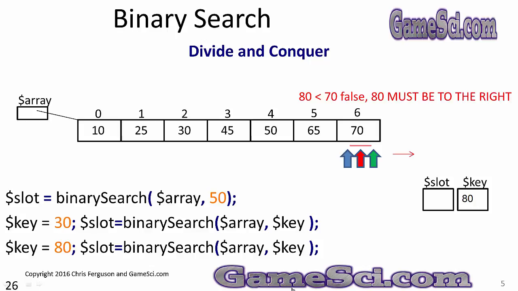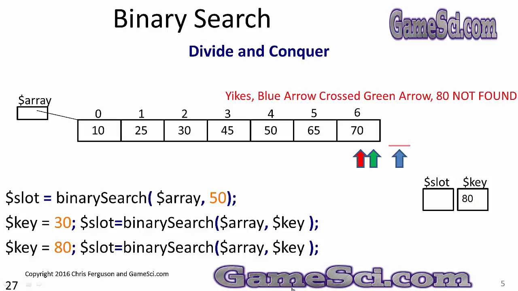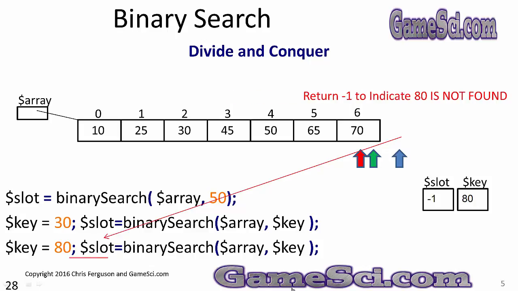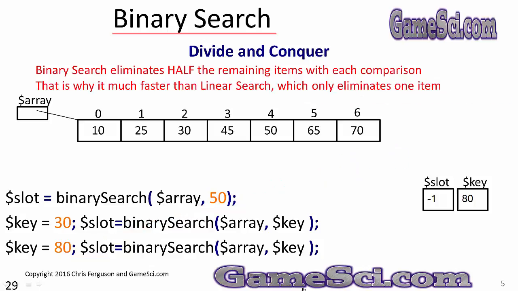Well, watch carefully. Look at the blue arrow and see what happens. Wham! Did you see the blue arrow cross over the green arrow? When the blue arrow crossed the green arrow, that tells us 80 was not found. That means our search was unsuccessful. And when our search is unsuccessful, what do we return? We send back a -1. -1 gets sent back to the calling binary search, and it indicates that I searched for 80 in this array and it was not found.